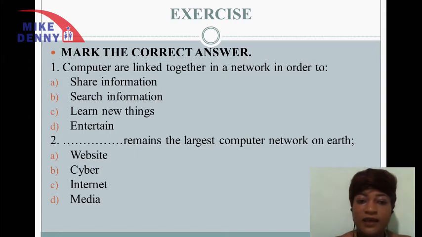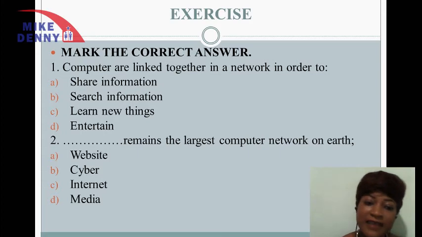Computers are linked together in a network in order to A. Share information, search information, learn new things, entertain. So you are going to mark the correct answer. Now before that, we have to do the correction. It is "computers are linked" and not "computer are linked." Okay, the plural, we'll add an S. That's very good.